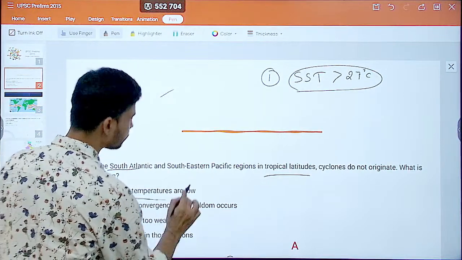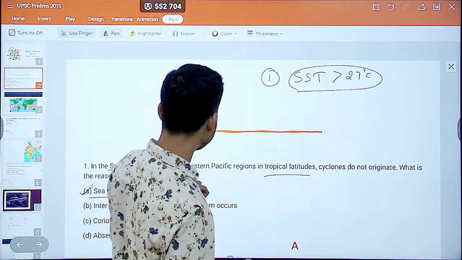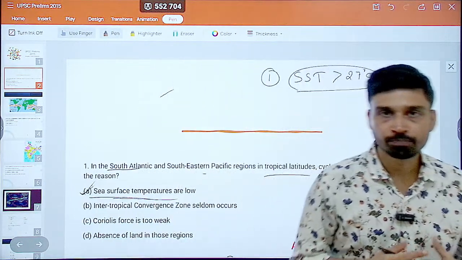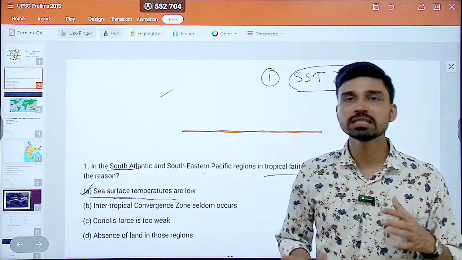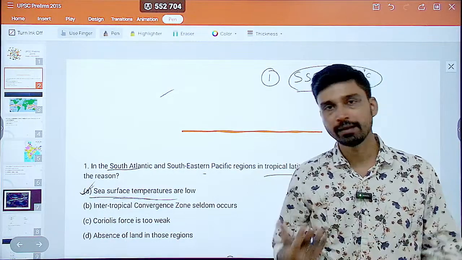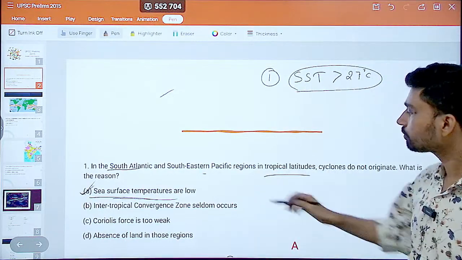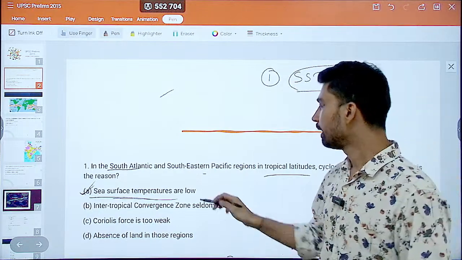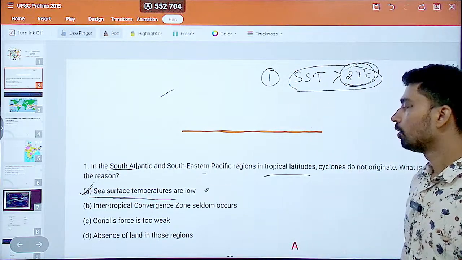In these regions such as the Southeastern Pacific and South Atlantic, they are very open kind of ocean. Open in the sense that they are continuously receiving cold water from the Antarctic region, from the Southern Ocean, and due to the mixing of cold water, temperature of these oceans does not exceed 27 degrees Celsius, and that is why cyclones do not originate.